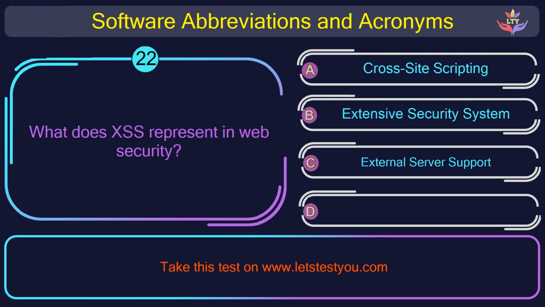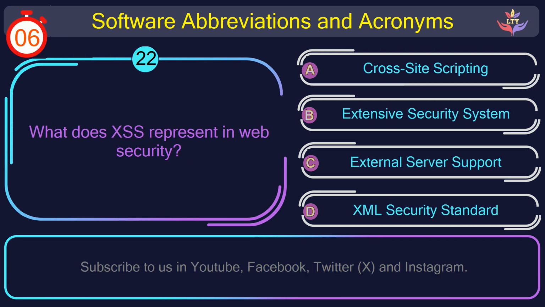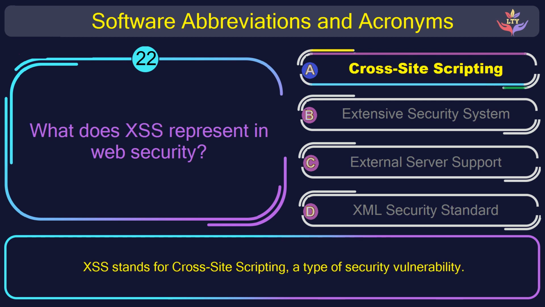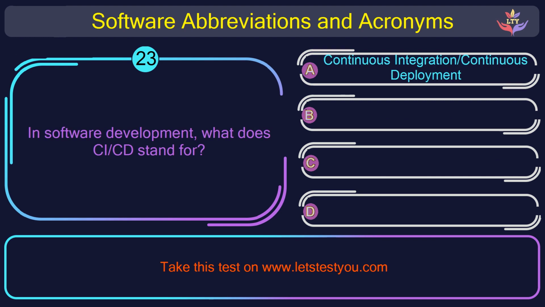Question number 22. What does XSS represent in web security? The correct answer is option A. Cross-site scripting. XSS stands for cross-site scripting, a type of security vulnerability.